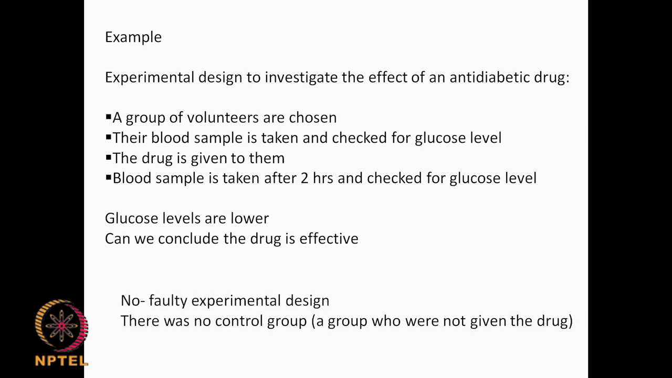What is the mistake? We have not considered a control group. So, what is a control group? We need to have a group of people who follow the same pattern of activities just like the other group, that is called the test group, where you are testing the drug. But the control group will not be given the drug. They will undergo the same process, maybe the food eating pattern, the staying pattern, the other activities. They are called the control.